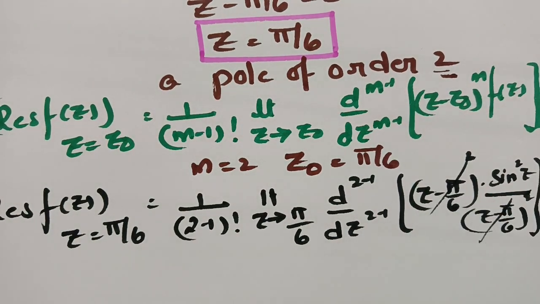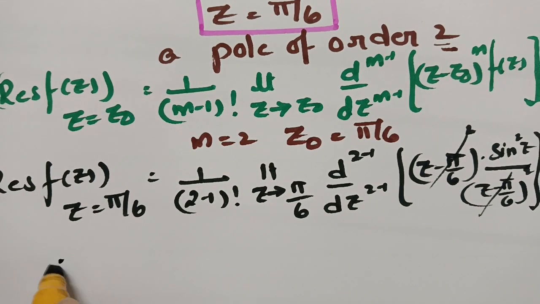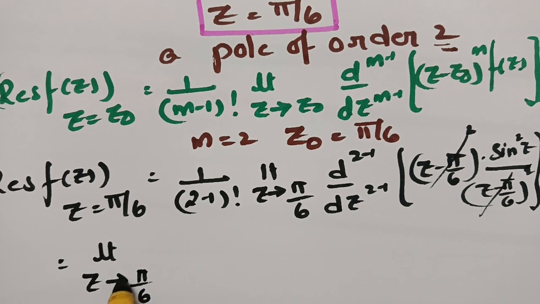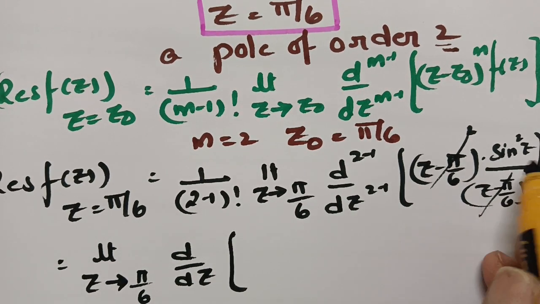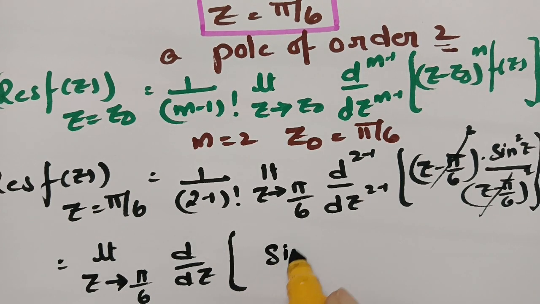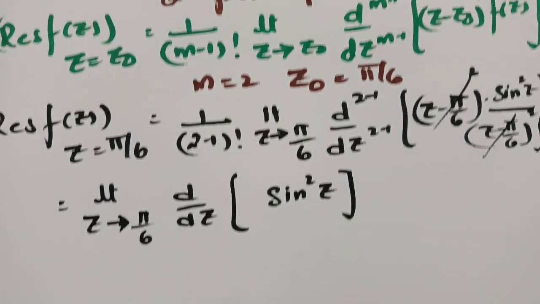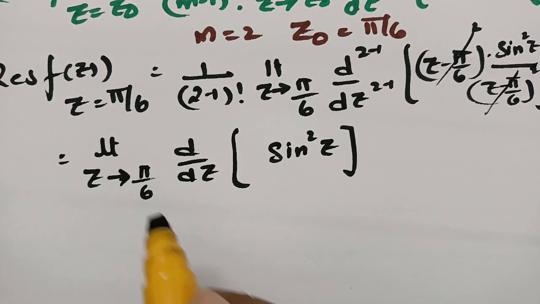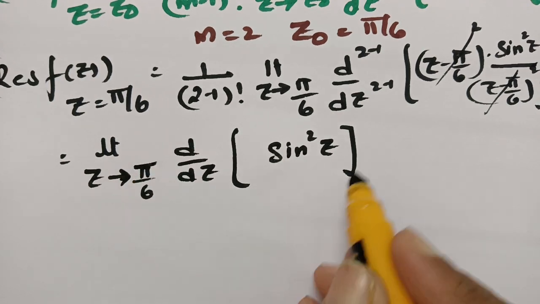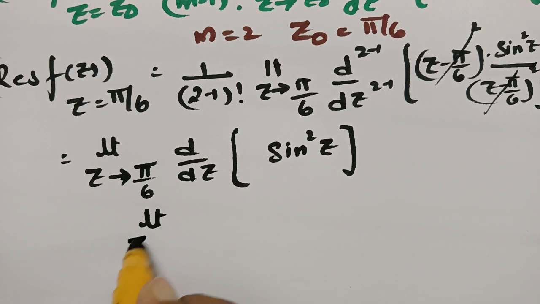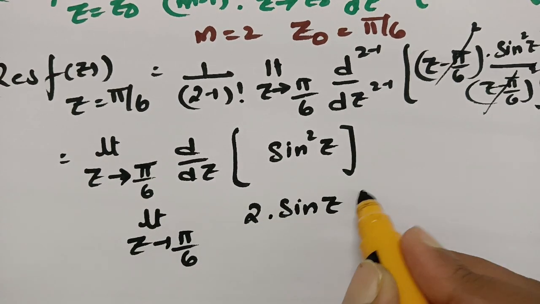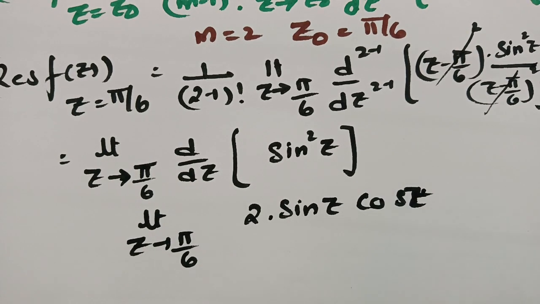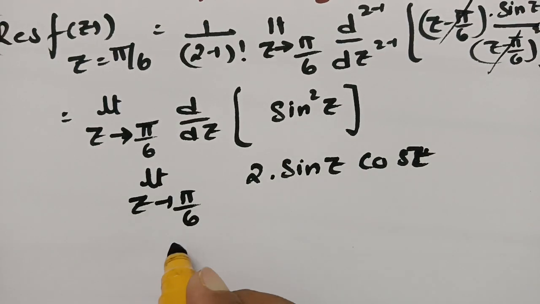Now if I cancel these two terms, I can write this as limit z tends to pi by 6, d by dz, where 2 minus 1 is 1. One time we have to take the derivative of the remaining function. So what is the remaining function? That is sine square z. After taking the derivative of sine square z, we have to substitute z value as pi by 6. So the derivative is 2 sine z, and for sine z the derivative is cos z. Now I have to keep z as pi by 6.